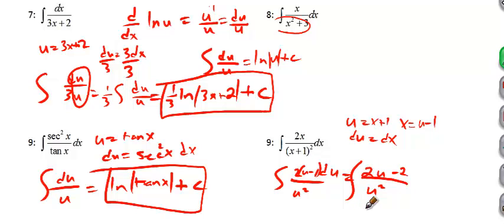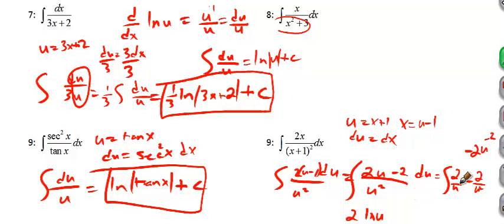And now I can break this up into two separate integrals. Both have the u. I have the integral of 2 over u minus 2 over u squared. First part's a natural log, so we have 2 ln of u. And the other part, this is really just minus 2u to the negative 2.